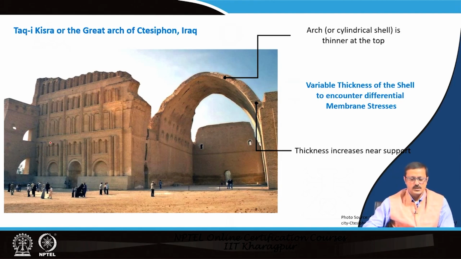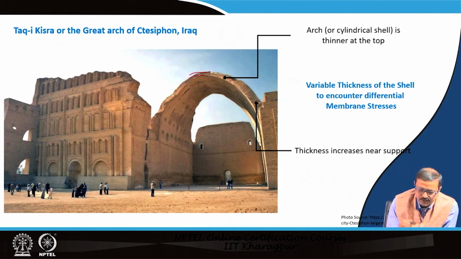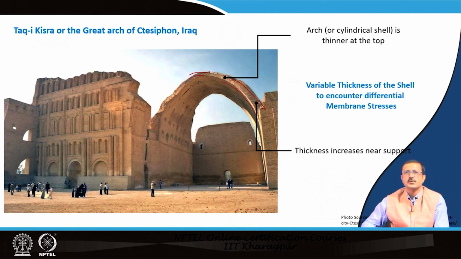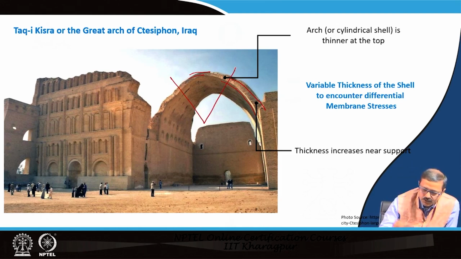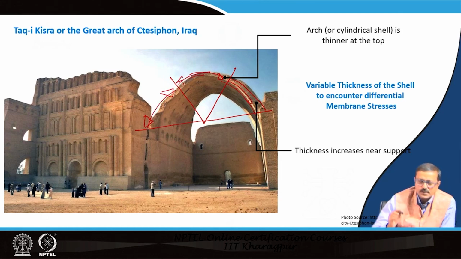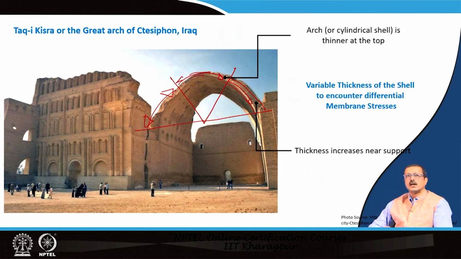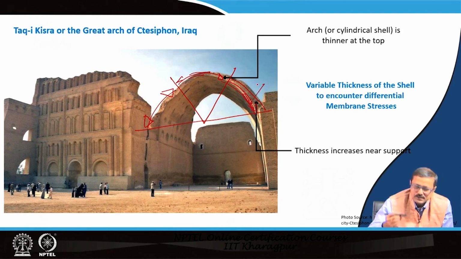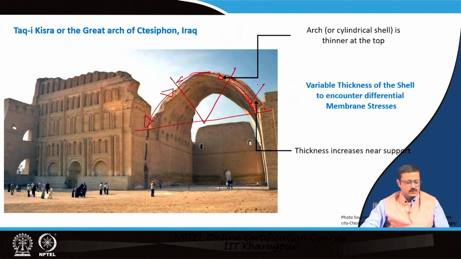This is a particular arch, a masonry kind of arch, the Kisra or great arch in Iraq. If you see the thickness of the arch, at the top the thickness is small, but it increases at the support. That means the variable thickness of the shell is to counter the membrane stress. The membrane stress you will experience in this zone and in this zone will be entirely different. The membrane stress at the crown point will be a little less compared to near the support, and near the support there are thrusts which come into action. The amount of horizontal thrust gets higher as it comes near the support, and because of that thrust, maybe in this direction for the arch, but this is a series of arches, it will create a stress path.